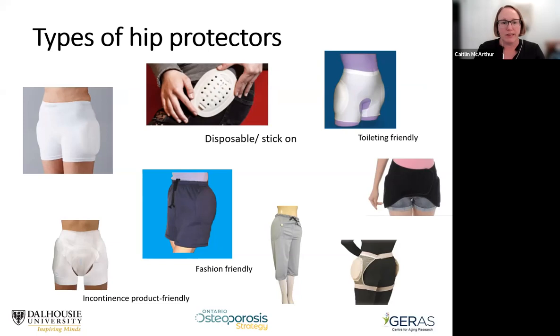And then there's other ones that are more open to allow for toileting and for incontinence products. So you can see the top right and the bottom left are examples of those. So there's lots of different options. There's ones that are disposable and stick-ons as well. There's a million different kinds out there. And the cost really varies depending on the type and probably the quality as well. But they can range from anywhere from $45 to well over $200. If they're one-time use versus multiple use, that's where you have all these different options.